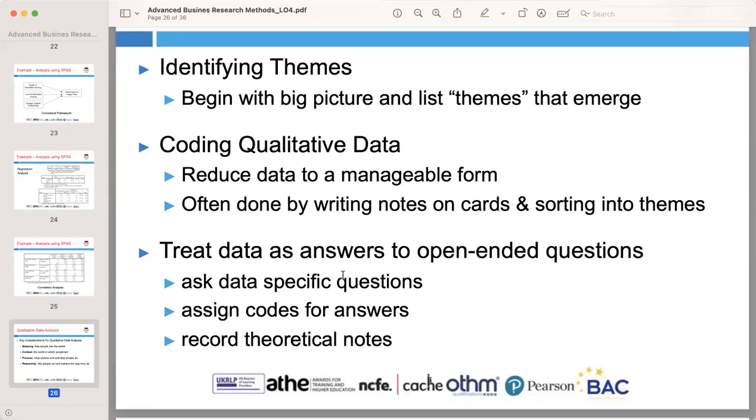Also, open data, open-ended questions. When we talk about open-ended questions, we need to treat it as if it were answers to open-ended questions. We ask ourselves specific questions about the data, such as what is the main message conveyed, what are the common experiences or perspectives shared. This approach helps us explore deeper into the meaning behind the data.